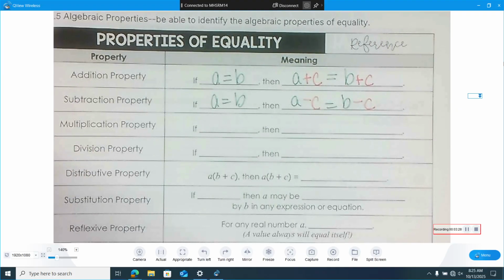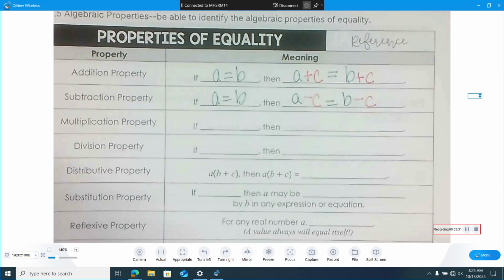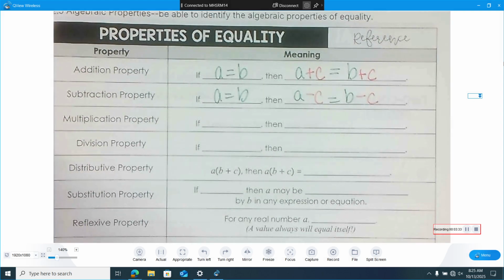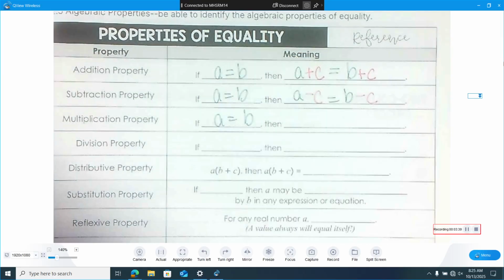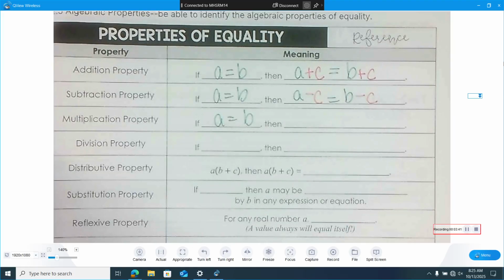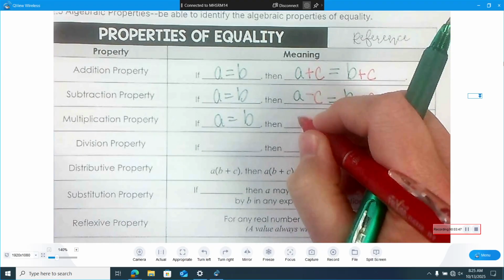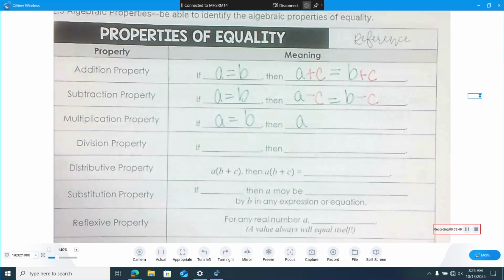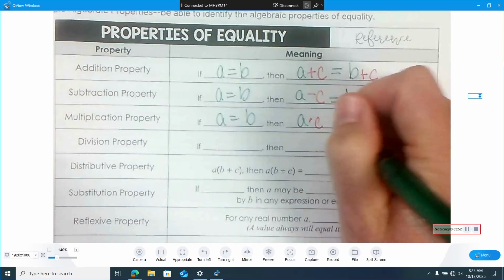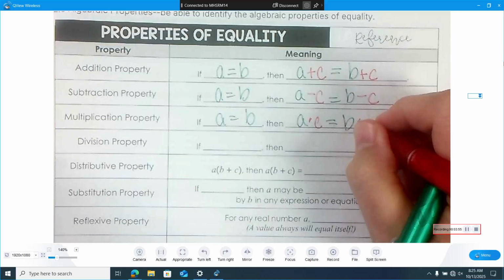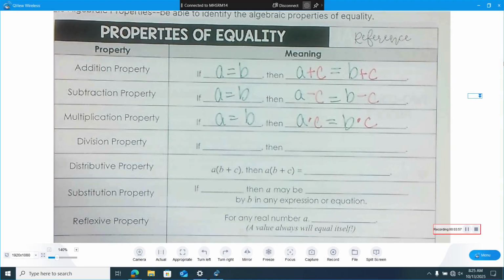What's the multiplication property of equality? If I have an equation, A equals B, I can multiply both sides of my equation by a value. I can multiply both sides of the equation by a 2 or a 5 or an X or a Y, as long as I do it to both sides. That is allowed.